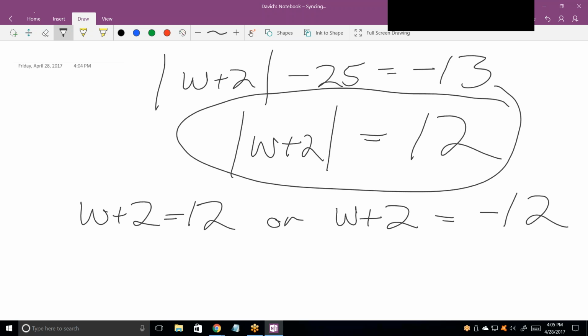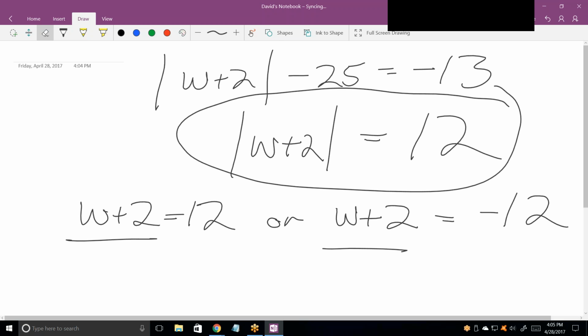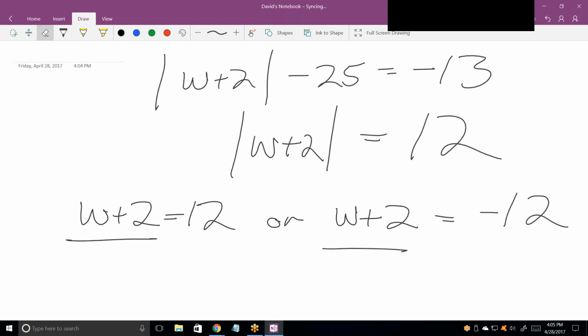Understand? So negative 12. In other words, you never change what's inside there for the first statement or the second statement. It's W plus 2, both places. No matter how complicated it is, it does not ever get changed. The only thing that's different is the first one is 12, the second one is minus 12.